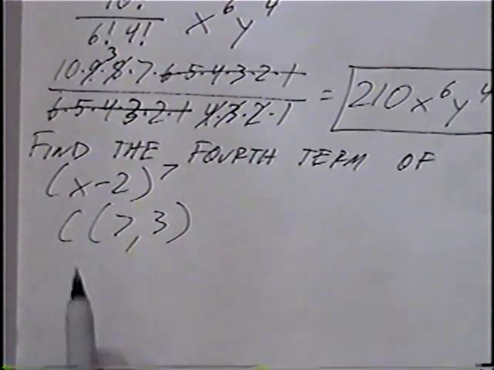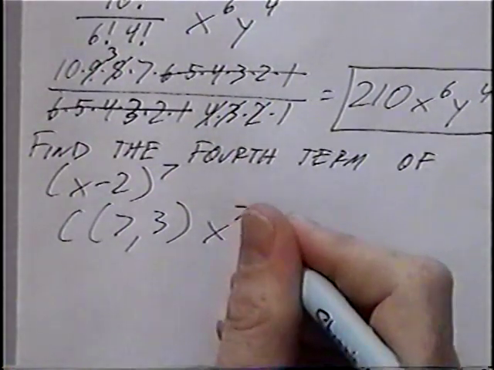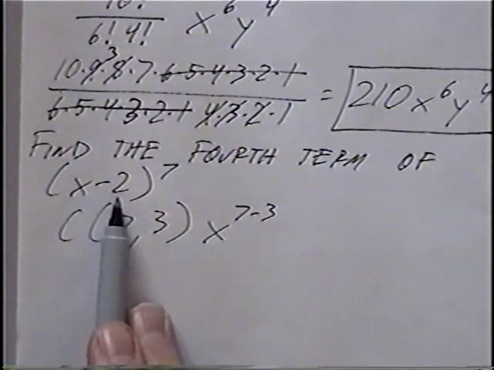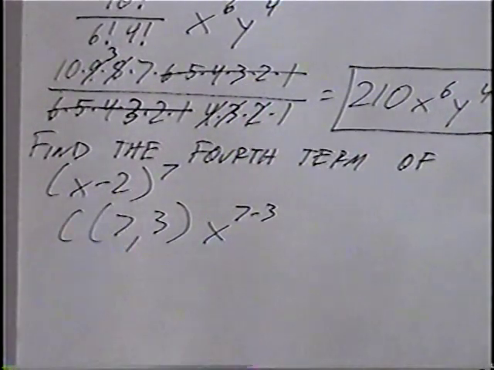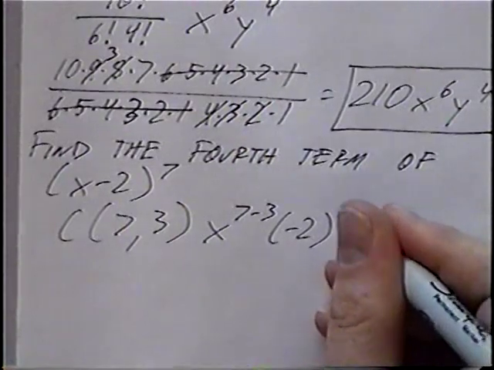And instead of a from the equation, we'll use x. N minus r, which would be 7 minus 3. And instead of b, we'll use the number 2. Has a negative sign, so we'll use a negative 2 to the r exponent, which would be 3.